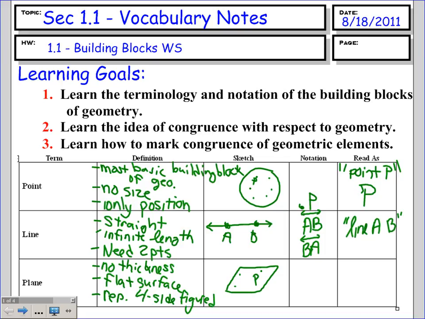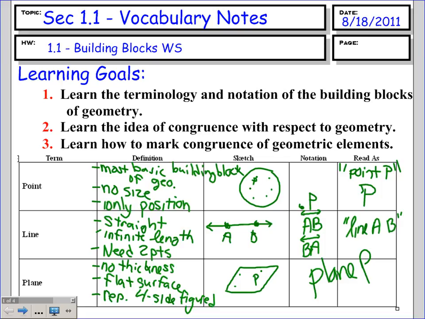Plane P. There's not really notation for it, there's no abbreviation. You just read it as plane P. I know it's pretty low down.